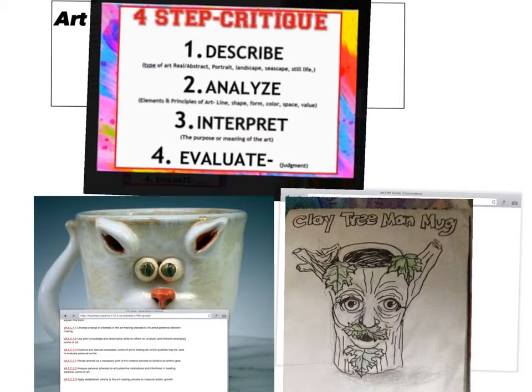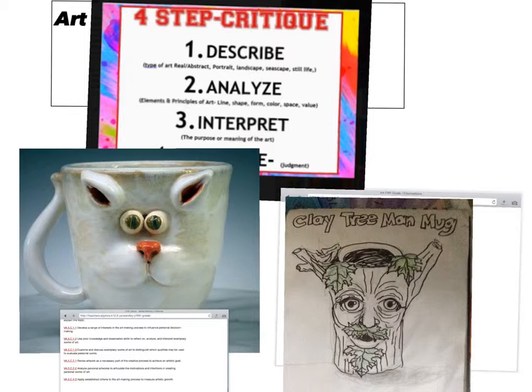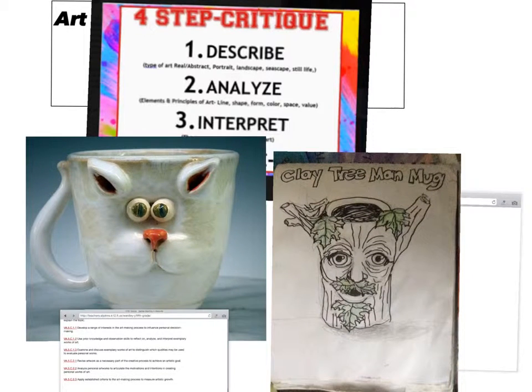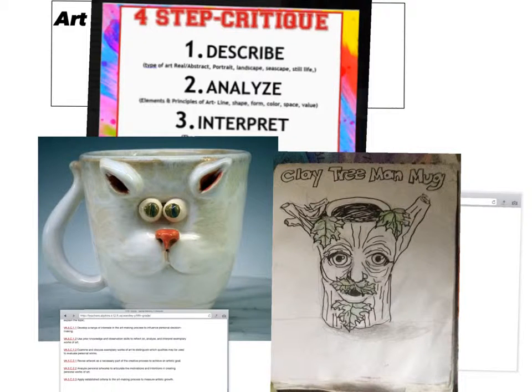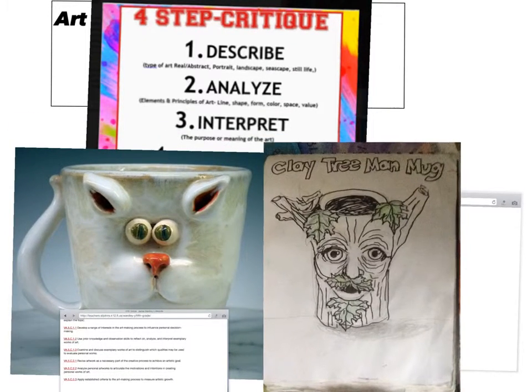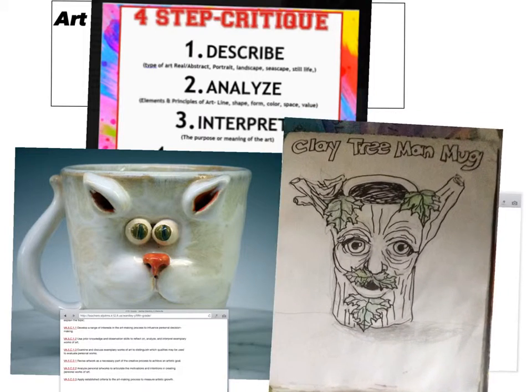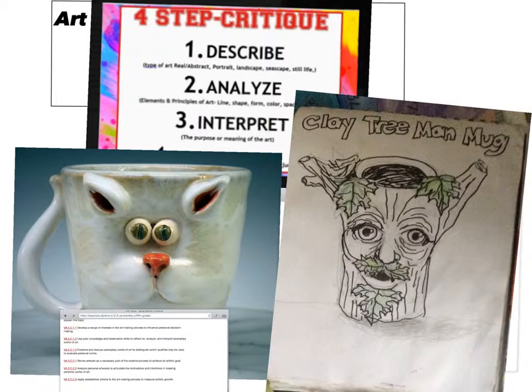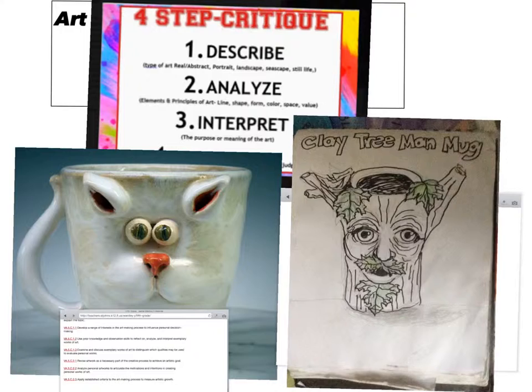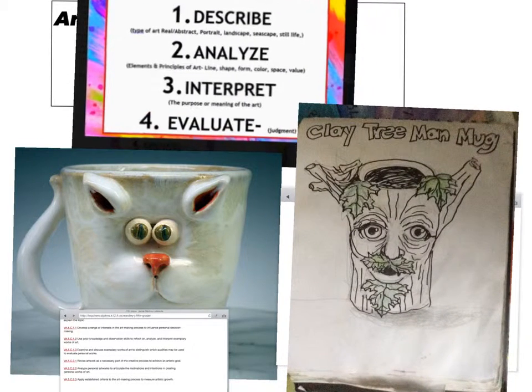Now we want to interpret. What was the purpose or meaning? Well, I'm thinking that this person loves cats, and so they made this mug either for someone who likes cats or for themselves. My mug is a tree man mug. I know that I liked the texture on it, and I like trees, and that's why I made this one.